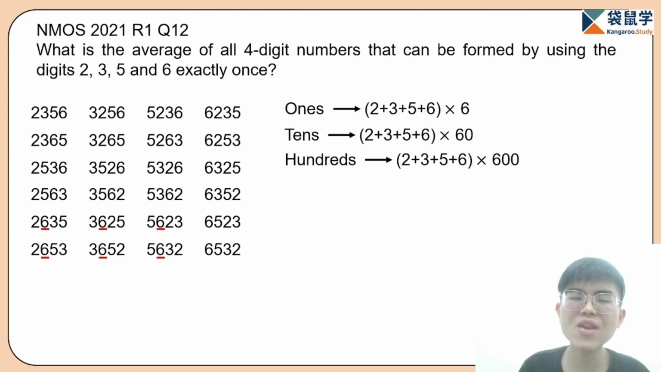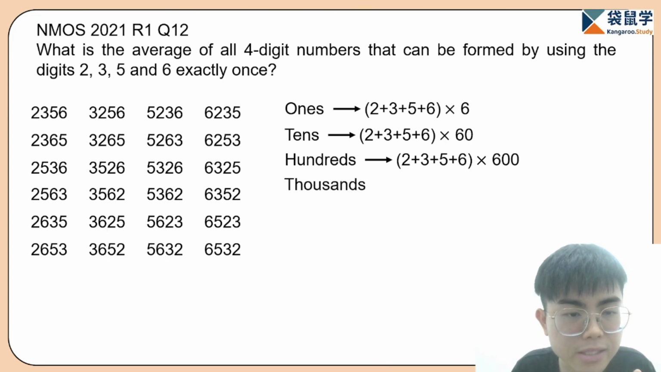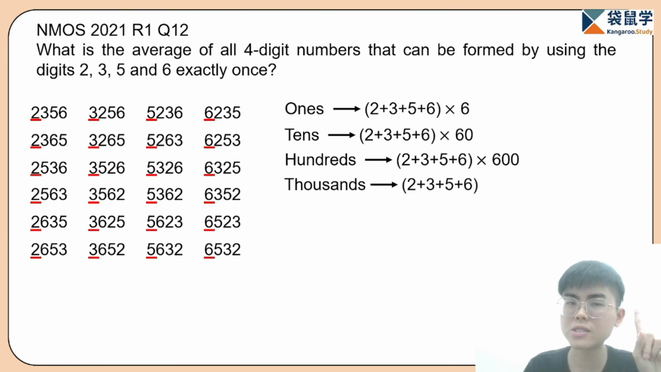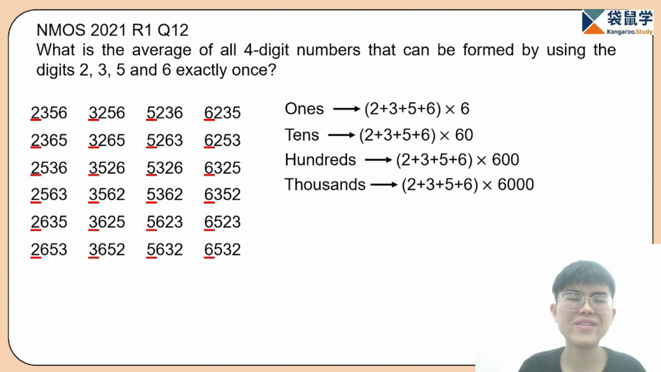And finally, let's take a look at the 1000 place, alright? So guys, for the 1000 place, you will also see that all of the numbers 2, 3, 5, 6 also appear 6 times. So in this case, we just have to sum up all of the digits, then we multiply by 6000. Very, very good.